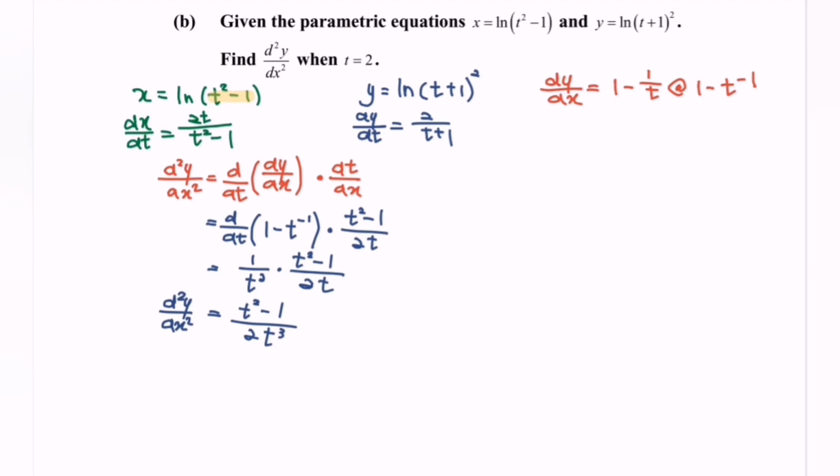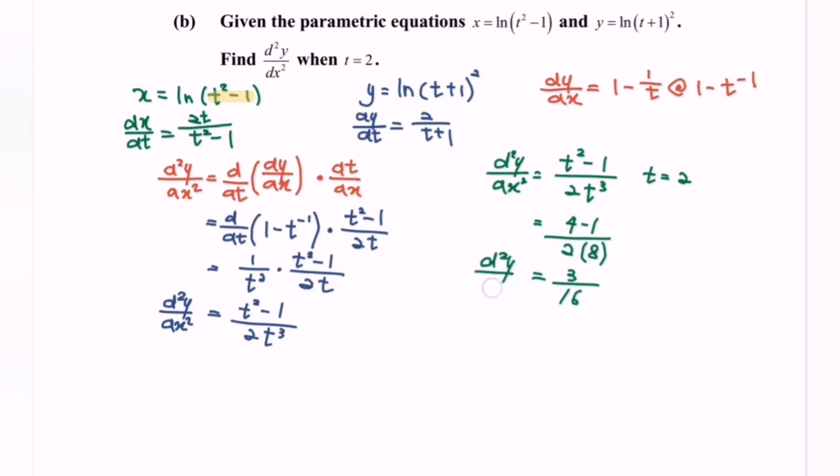So kindly refer to the question. The question asks us to find the value of the second derivative when t = 2. So now we have the second derivative equal to (t² - 1) over 2t³. Substitute the value of t = 2, and we will have 2 squared, which is 4, minus 1, over 2 multiplied with 2 cubed, and we will obtain 8. Simplify the situation, we will have 3 over 16 for the second derivative.